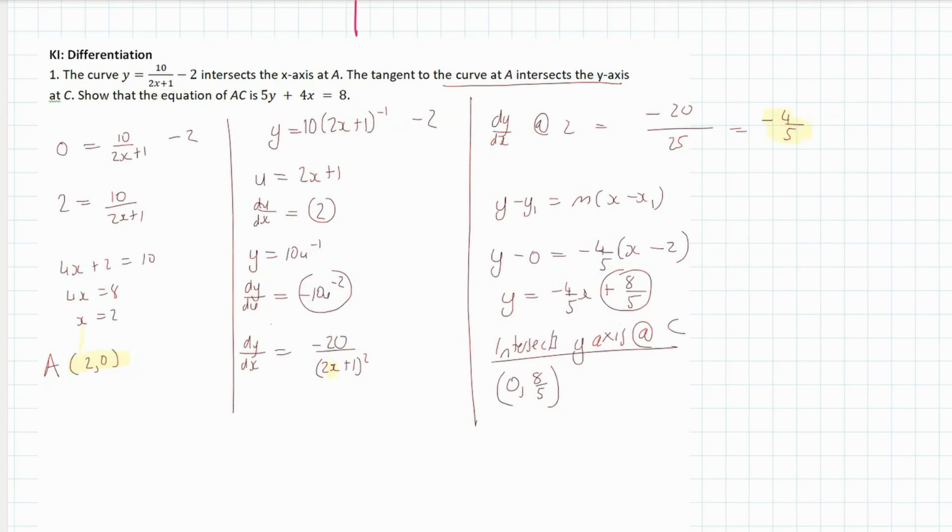Now the last part is to show that AC equals this. All I need to do is take this equation of the tangent. I need to just times everything by 5. So I get 5y equals minus 4x plus 8, and I just bring that 4x across that side, and I've proven what they wanted me to prove.